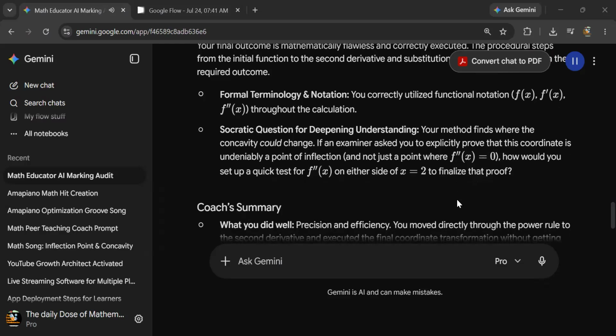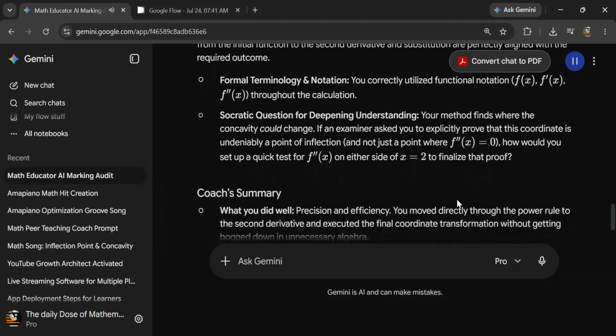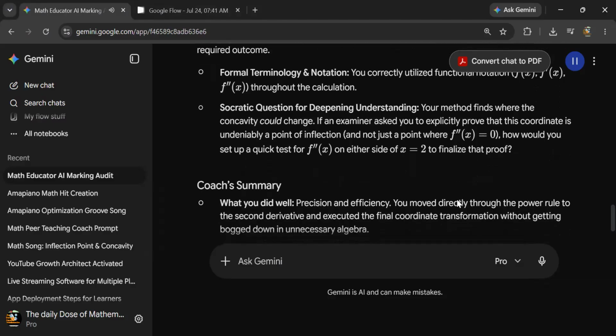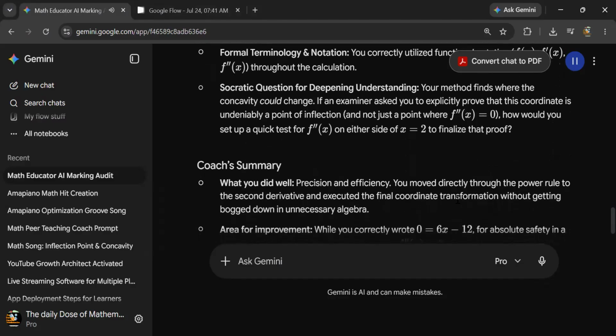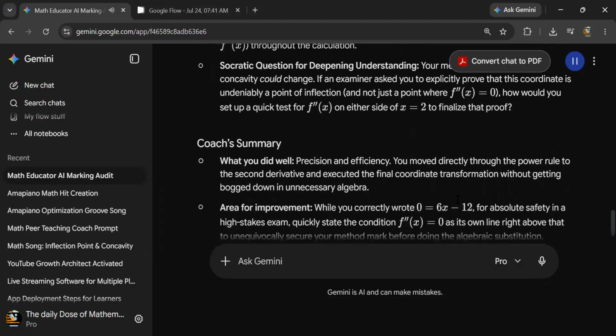Socratic question for deepening understanding. Your method finds where the concavity could change. If an examiner asked you to explicitly prove that this coordinate is undeniably a point of inflection, and not just a point where f''(x) equals 0, how would you set up a quick test for f''(x) on either side of x equals 2 to finalize that proof?